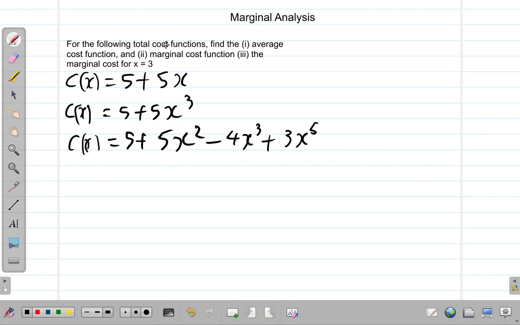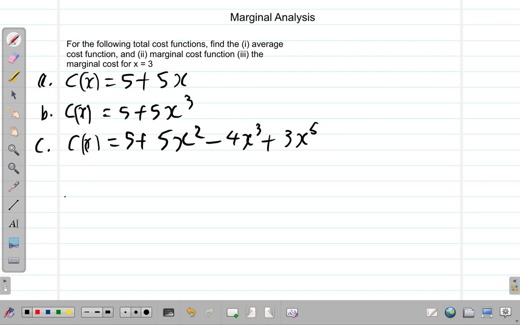We're continuing to look at marginal analysis, and we will go through these few examples here. For the following total cost functions, you must find the average cost function, the marginal cost function, and also the marginal cost function for x equal 3. Let's say this is A, this is B, this is C.